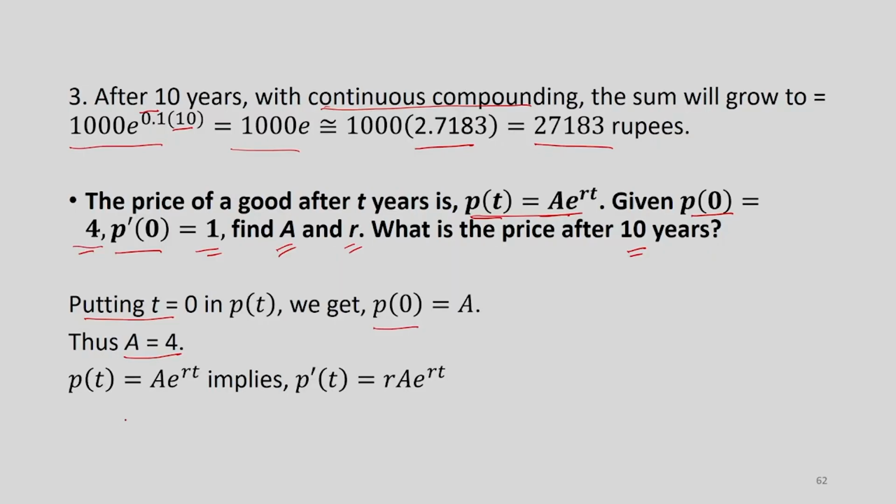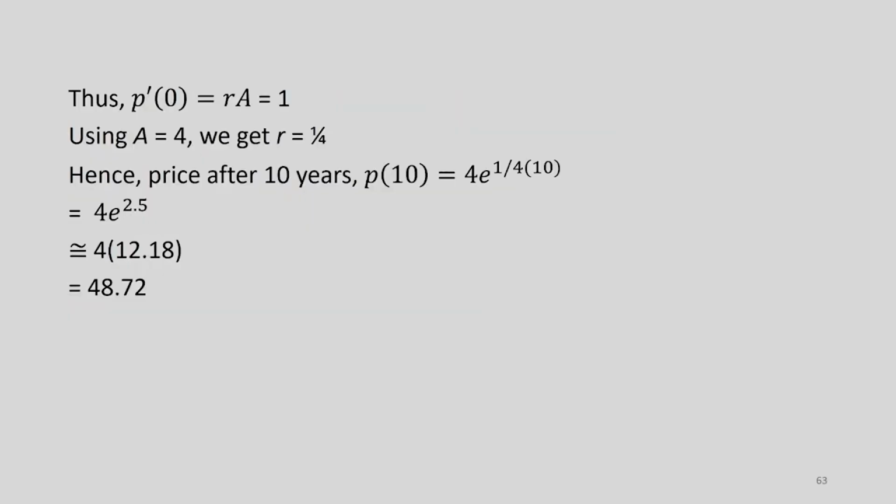Secondly, I use the second information that P dash 0 is equal to 1. So I first find out what is P dash. P dash is equal to R multiplied by A e to the power RT. Therefore, P dash 0 is equal to R multiplied by A, and that is equal to 1 according to the question. We further know that capital A is equal to 4, therefore R will be 1 divided by 4, right? That's what we are getting here, that is 0.25. So R is known to us, A is also known to us, so the first part is done.